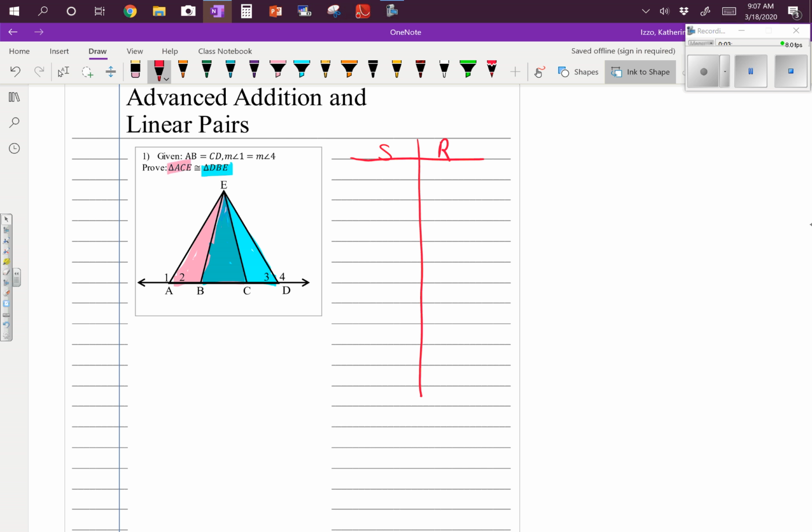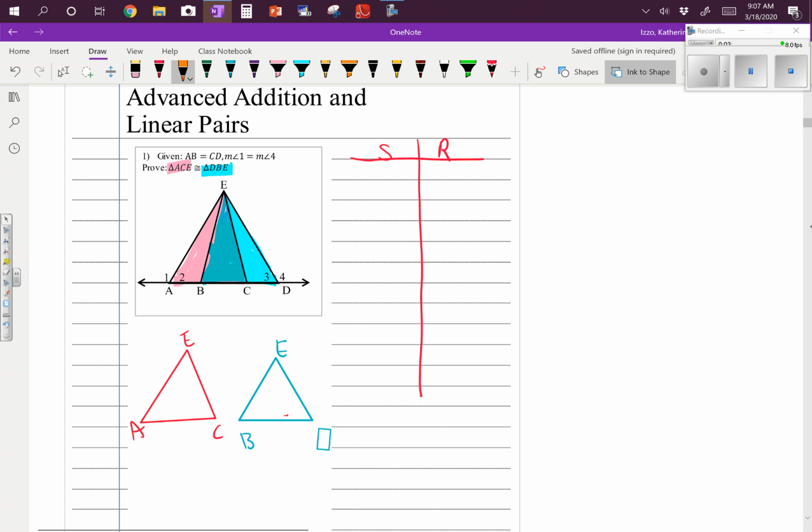So we got the pink one over here. And we got the blue one over here. Blue one over here. And we've got the pink one is A, E, C. And the blue one is B, E, D. Okay. Ready for our first given, Squirrely? Our first given is AB equals CD.